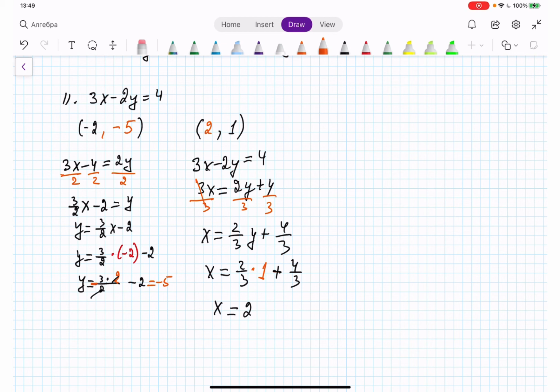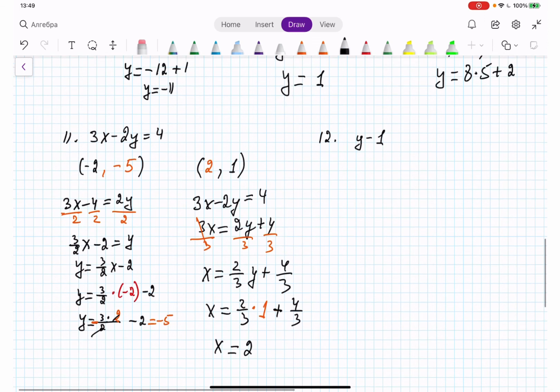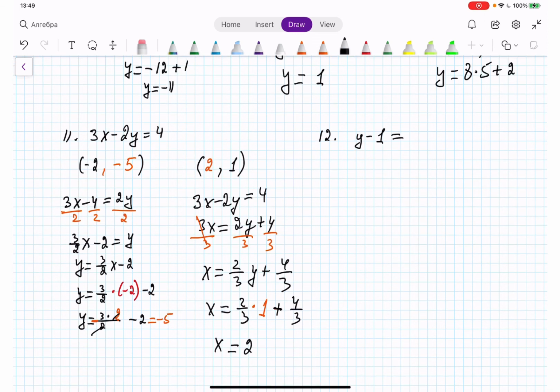And the last question, number 12. So again, we need to find the missing coordinate. Okay, let me do this one also. We have y minus 1 is equal to 2/5 x. So we need to find y here, and also we need to find x. One given is 5, the other y is 3/5. Let's work on it.